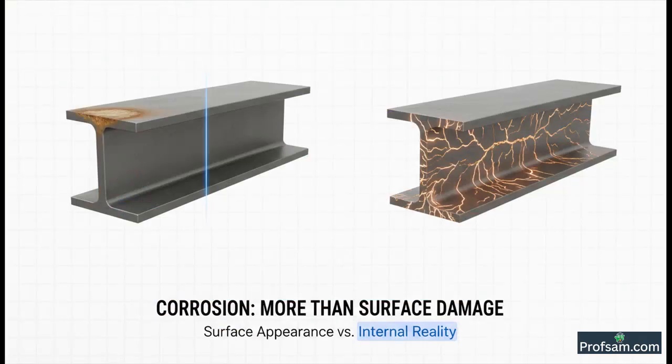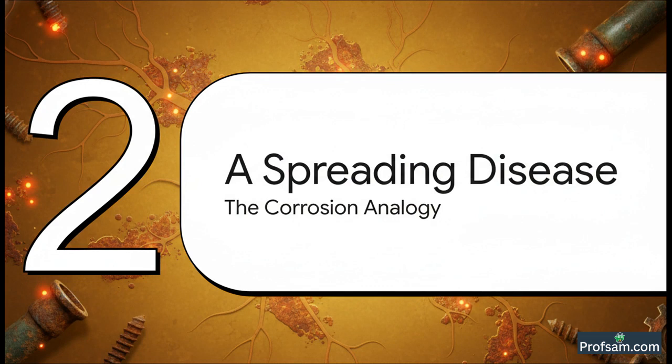Now, I want you to pay close attention here. A very common mistake is to think that rust is just some ugly coating on the surface. That is wrong, and it is a dangerous idea. Corrosion is an electrochemical process that goes deep inside the metal, making it weak from within. This can lead to complete structural failure. To help you remember this idea permanently, let's use a simple analogy. Let us imagine that corrosion is like a disease.